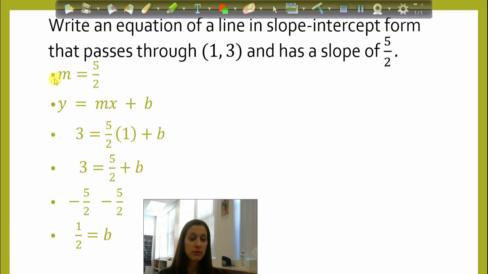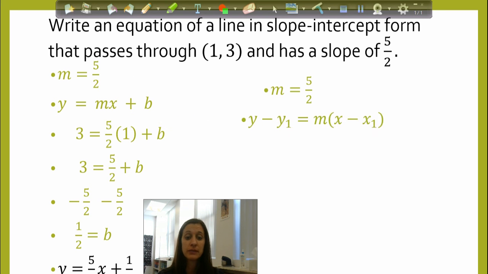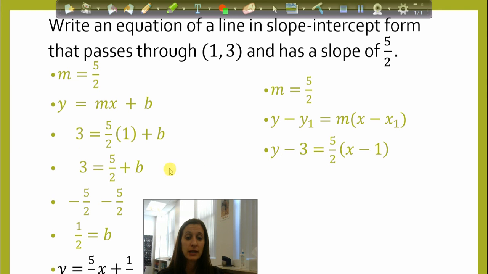So my equation, here's my m value, here's my b value. Now I just write it in slope-intercept form. y equals 5 halves x plus 1/2. Let's see that in point slope form. There's my m value. There's the point slope form. And here's plugging in. There's my x sub 1 value, which I plugged in. Here's my y sub 1 value.